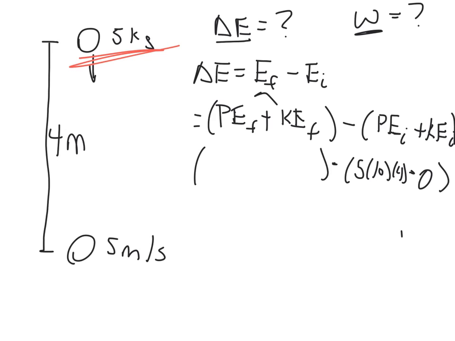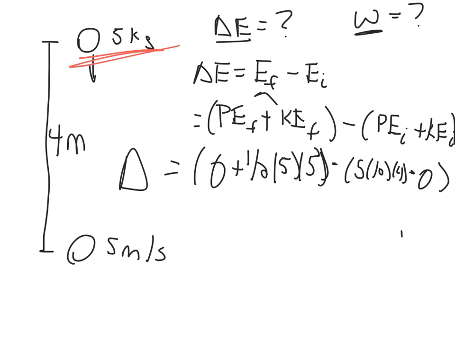And now I'm going to go to my final conditions. Finally, at the very bottom when it hits the ground, I do not have any potential energy. At the bottom, I am on the ground. I have 0 height. So my potential energy is 0, but this time I am going to have a kinetic energy. It's 1/2 times the mass, 5 kilograms, times my velocity squared, 5 squared. And that is still equal to my total energy, or my work done by that force. Either way, they both are the same thing.